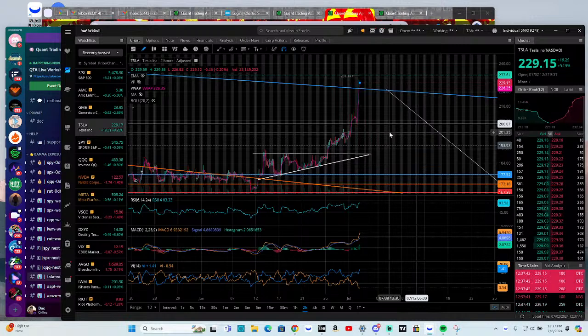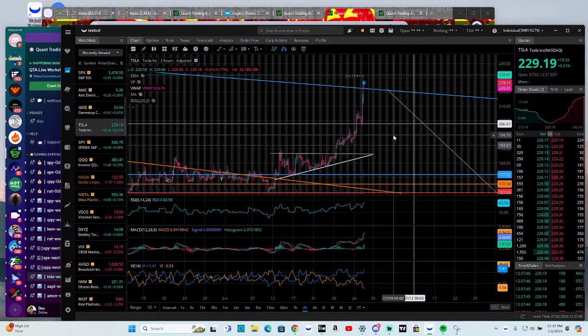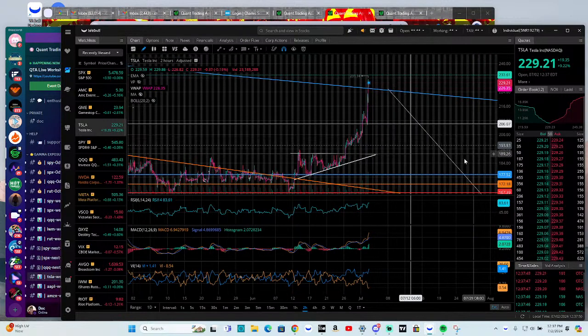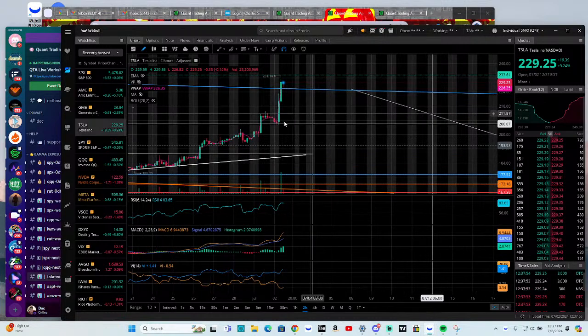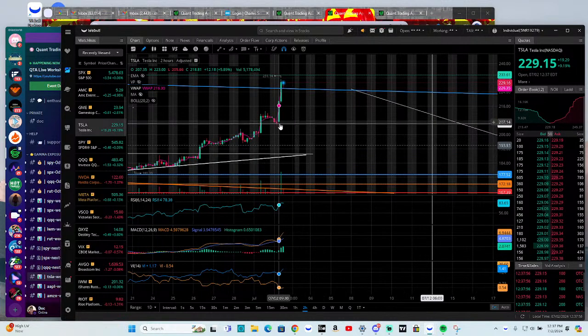So, for instance, the hedge I have on Tesla, you don't have to call it a hedge. It's just a small play to catch this move coming down. Because to me, this looks real pretty. This is a nice slide up.